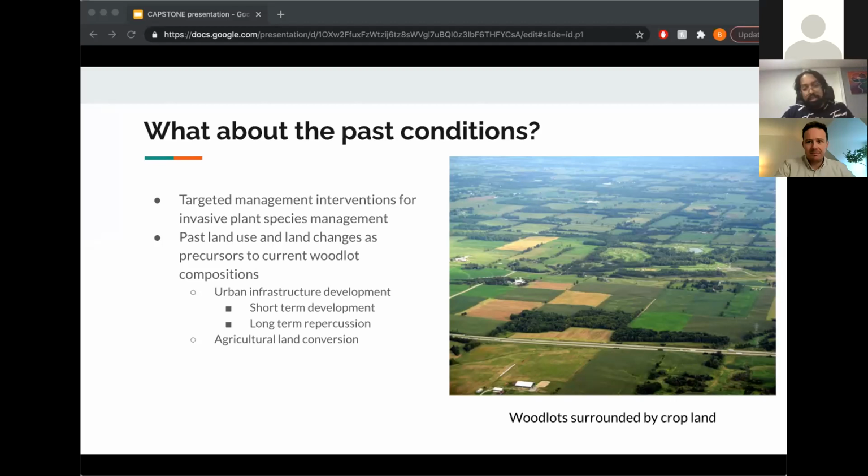Another example being agricultural land conversion, which is another good example of past land use, where much of Toronto away from the downtown core was historically converted to include croplands in the late 1800s.